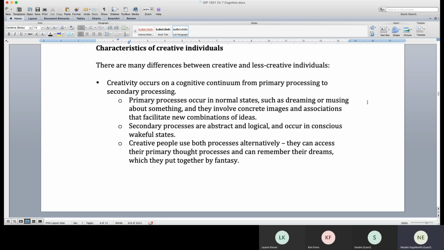Secondary processes are abstract and logical and occur in conscious wakeful states. So not a daydream. You're very aware. Creative people use both processes alternatively, interchangeably. They can access their primary thought processes and can remember their dreams, which they put together by fantasy.